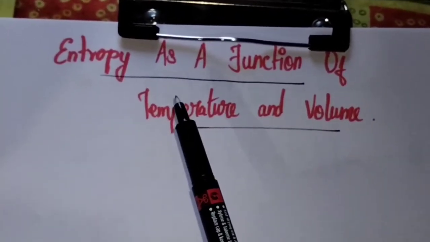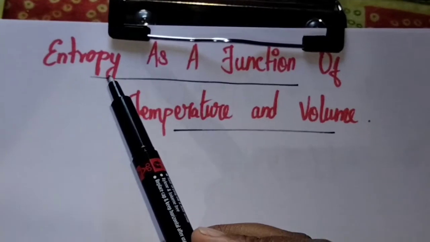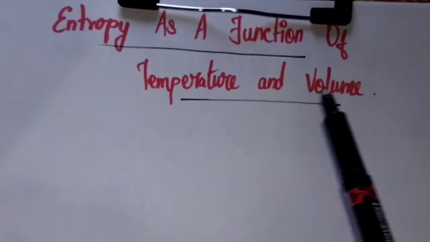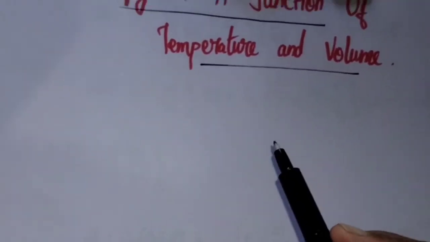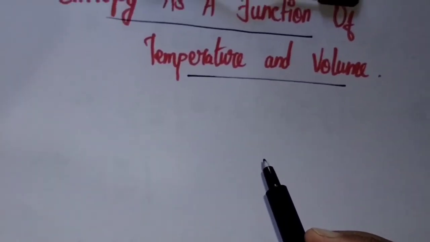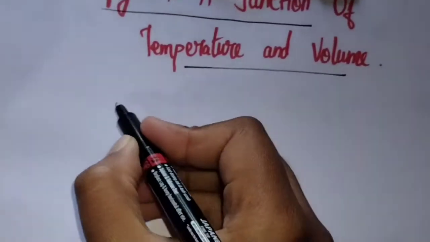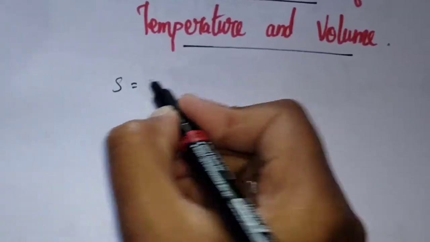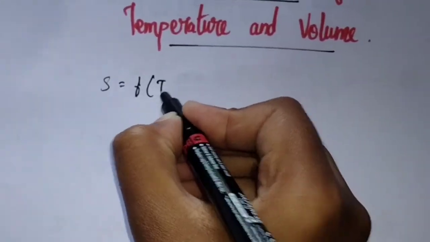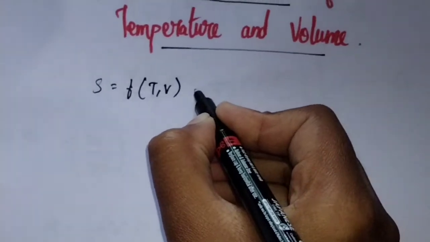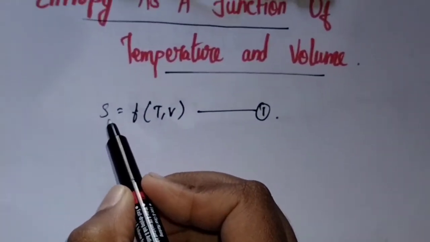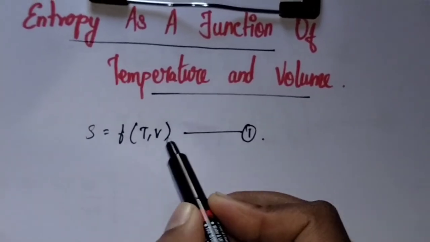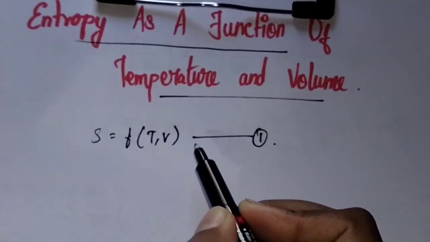Today in this video we are going to discuss entropy as a function of temperature and volume. First, the entropy of a substance is a function of temperature and volume. That is, S equals a function of temperature and volume. Take this as equation number 1. In this equation, S is the entropy of a substance, T is temperature, and V is volume.